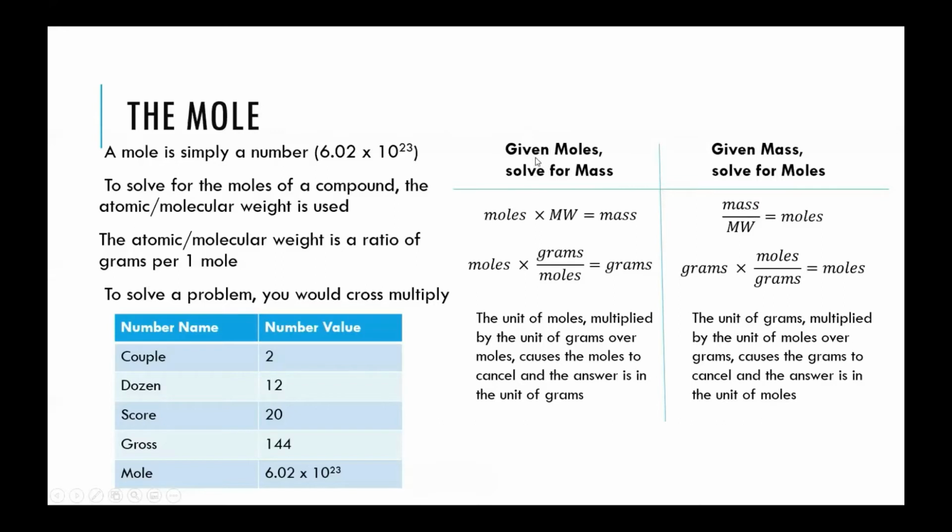If you need to determine the mass of something given the number of moles, this is done by multiplying the molecular weight by the number of moles. In this case, the molecular weight unit is grams per mole, and you're multiplying it by moles, so the unit of moles cancels out, and you're left with grams.